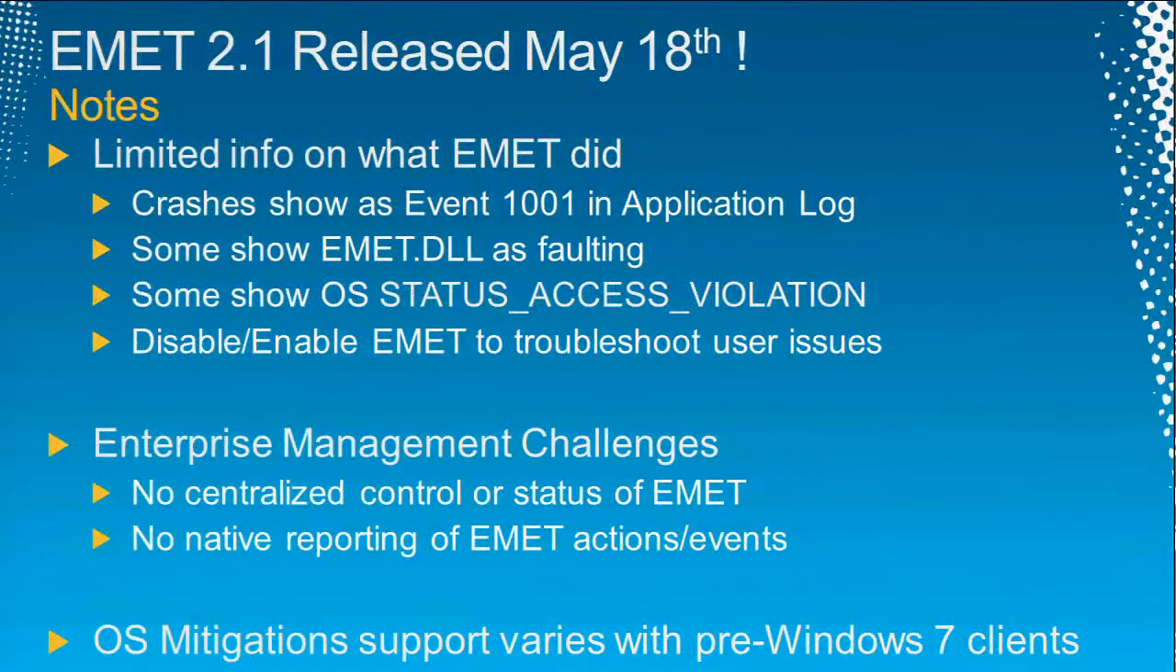So like I said, there are some limits on what information Emmet provides, which leads you to sometimes disable and enable Emmet to figure out if an application is legitimately crashing. Again, issues with Emmet are very rare. There's an enterprise management challenge, and of course the OS mitigations vary with the pre-Windows 7 clients. And that note about the Emmet DLL showing as faulting usually only happens with the Emmet-specific applications, where you would see in that crash message that the Emmet DLL was cited. So I think we have one more slide on this.